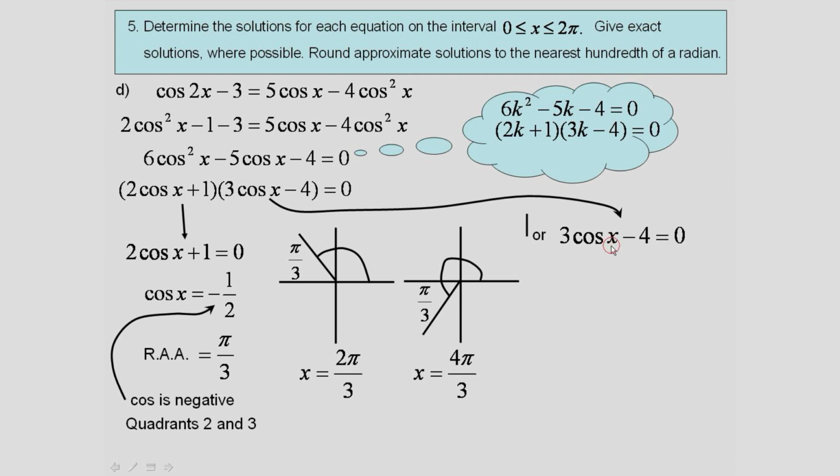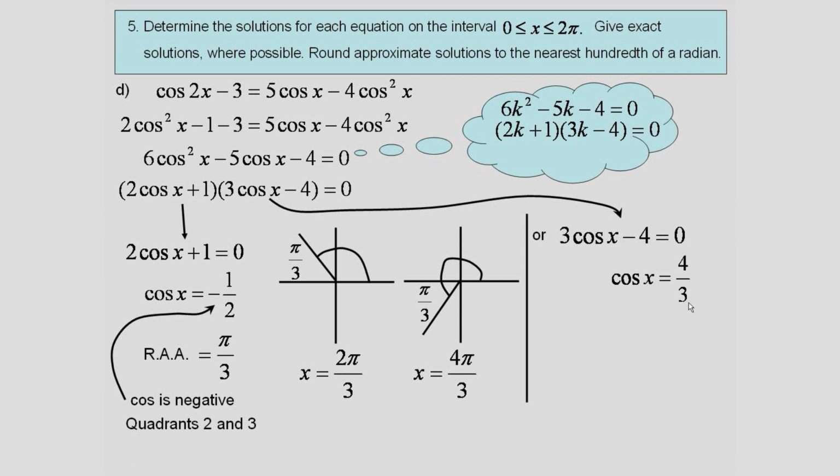Moving on to the other option, which is 3 cos x minus 4 equals 0. If we rearrange that, we get cos x equals 4 over 3. Now you could try to do the inverse cosine of that on your calculator, but it's going to give you an error. You might have realized right away that this is actually impossible. The reason is because 4 over 3 is larger than 1.